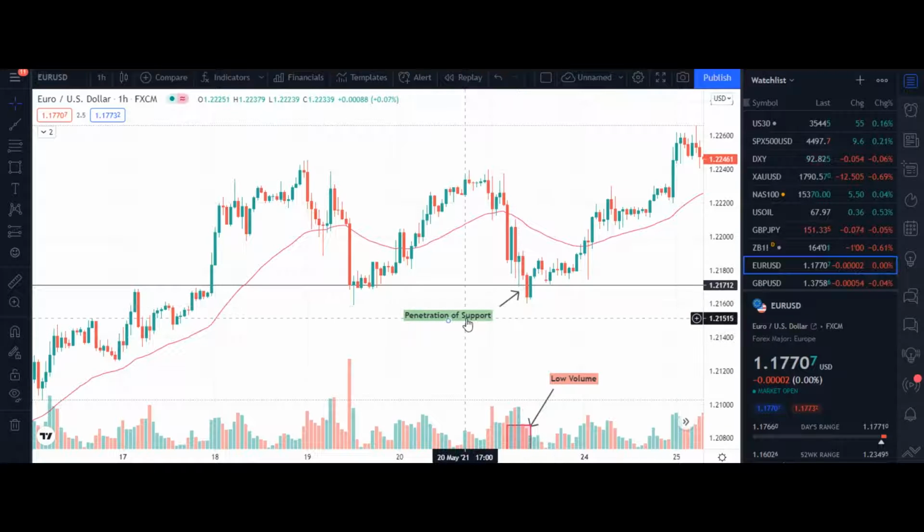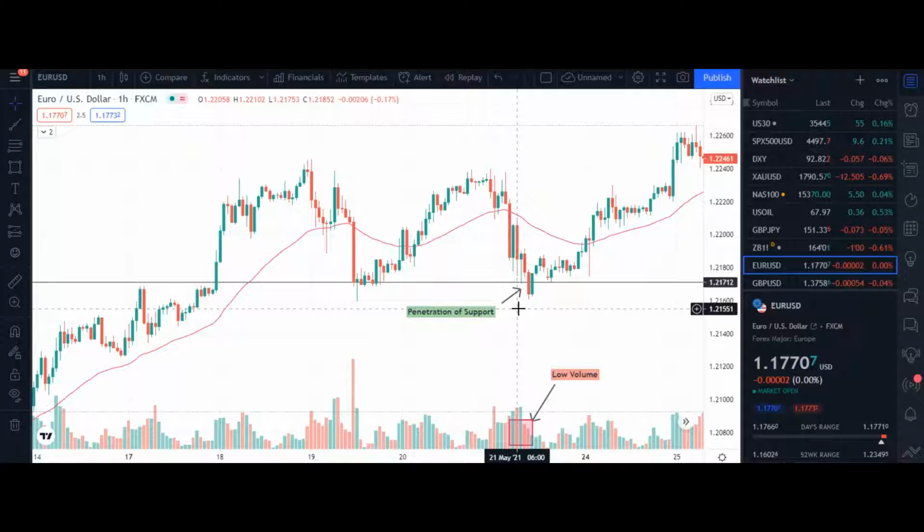Here we see a penetration of support. So conventional retail traders would say, oh, here's a break of support, it's time to sell. I'm going to get aggressive. I'm going to sell upon the break of support, and whatever happens, happens. All right. So we know by now, as much as we've discussed in the course, that's just not a good idea. You don't want to do that.